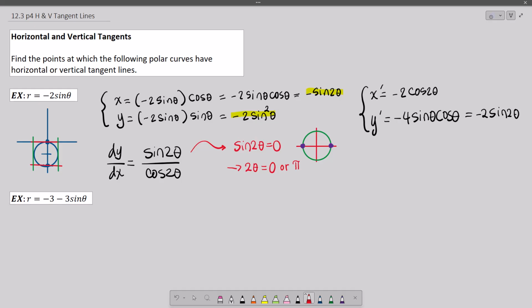And if we divide by 2, theta will equal 0 or pi divided by 2. Say again? Couldn't you also put pi? You could also put pi.